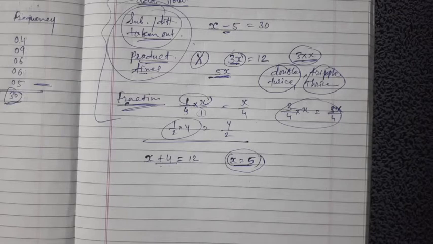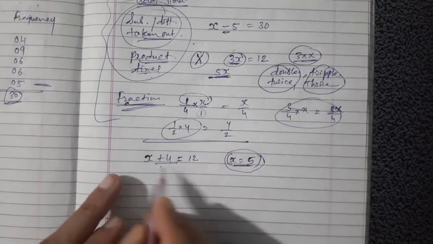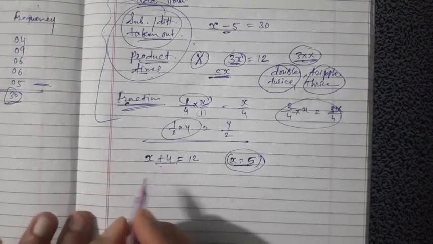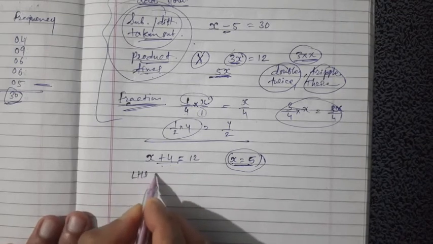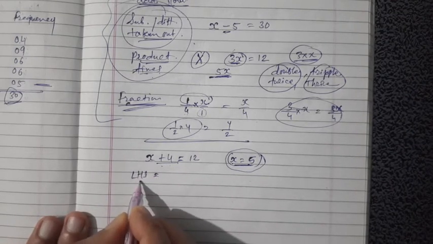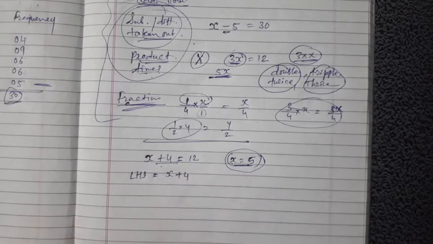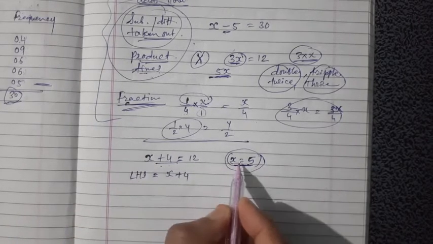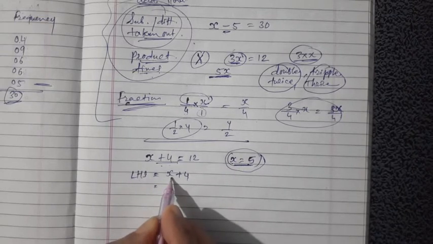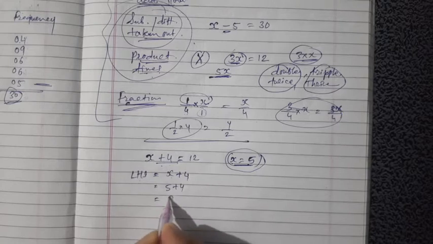Okay, that time what to do? How to check x equal to 5 is a solution of that one or not? You just take the left hand side. Start your calculation with the left hand side, so that is x plus 4. Now put the value of x here. What is the value? 5. So in the place of x you just write down 5. That is 5 plus 4, and your answer is 9.